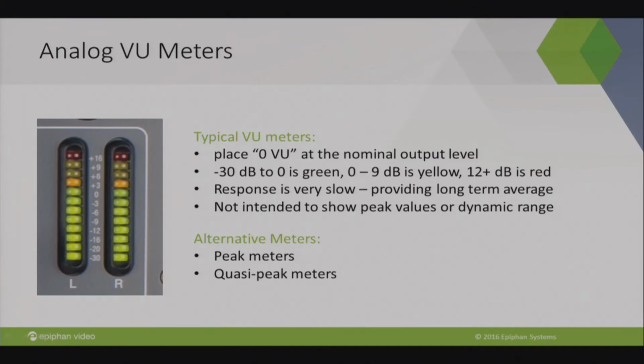So I'm just going to skip ahead a little. These analog meters are set up so that the point you want to measure against is called 0 VU, and that's your nominal level. So it's green all the way up to 0, then it goes yellow, then it goes red. And so in an analog scheme, you're trying to line up your good value to the 0 point.